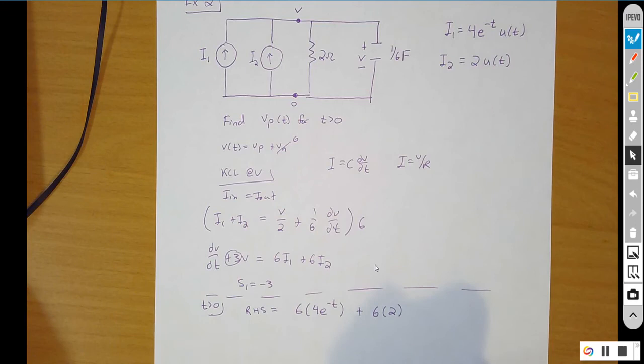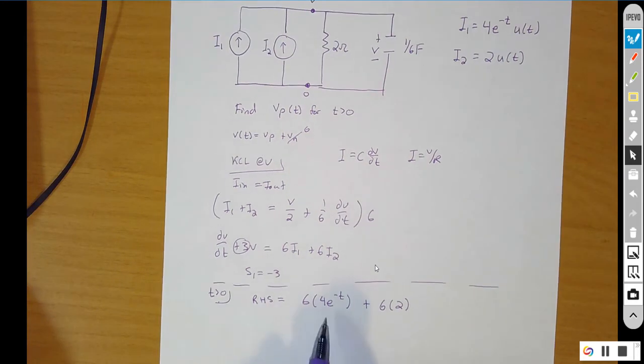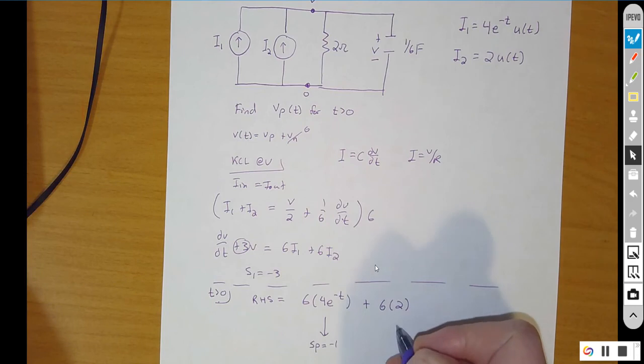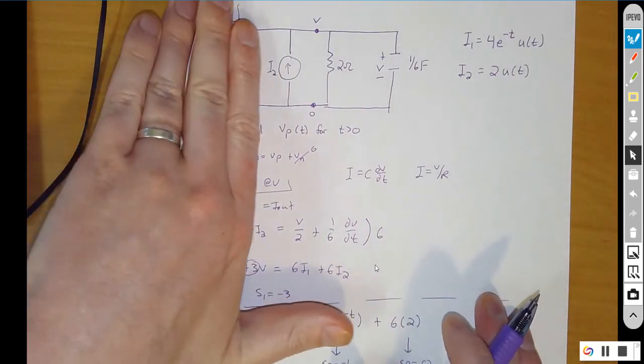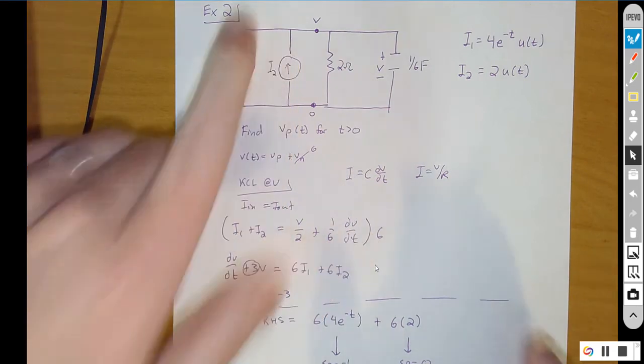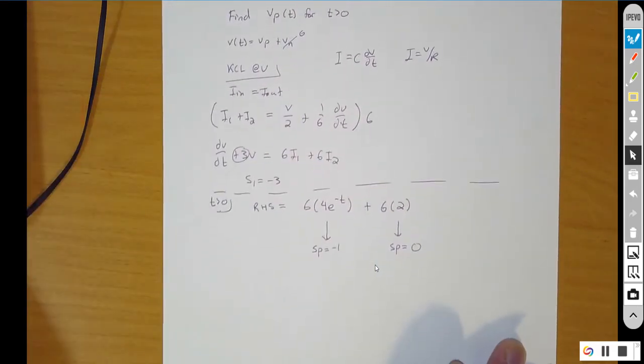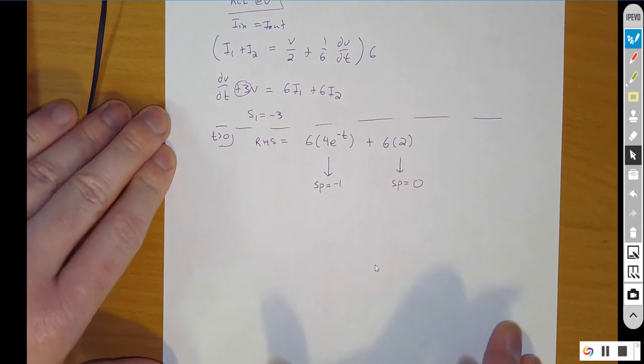And so how you handle this, because we can't just put them together: if you look at this one, S particular is negative 1, and if you look at this one, S particular is 0. They don't match, so I can't put them together. So what you do is we're going to use what's called superposition. This is the nice kind of superposition. So what you could do is literally redraw this circuit with only I2 and with only I1, solve it and put it all back together. But you don't have to do that. We can just do it with just math without having to redraw the circuit.